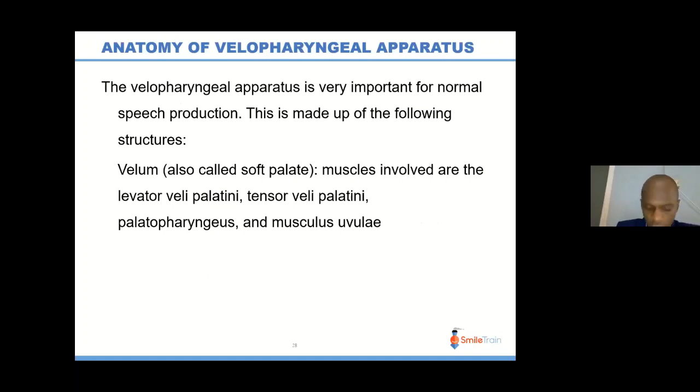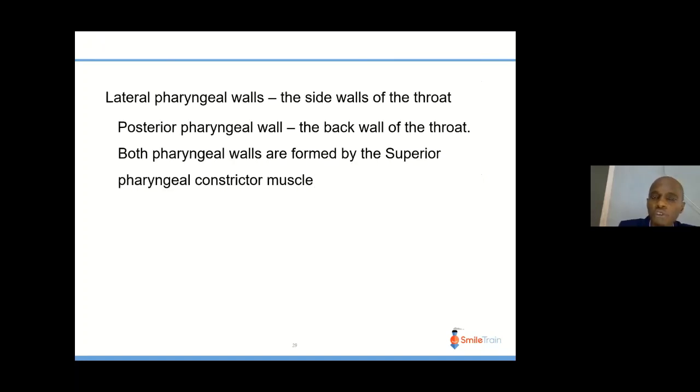So the anatomy of the velopharyngeal apparatus is made up of two parts, the velum and also the pharyngeal walls. The velum is the soft palate, and the muscles that make up the velum are the levator palatini, the tensor palatini, palatopharyngeus, and lastly, the musculus uvulae. And the pharyngeal wall is made up of the lateral pharyngeal wall and the posterior pharyngeal wall. And they are both made up of the superior pharyngeal constrictor muscle.